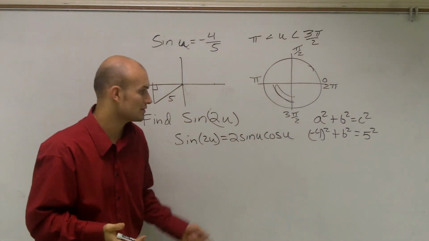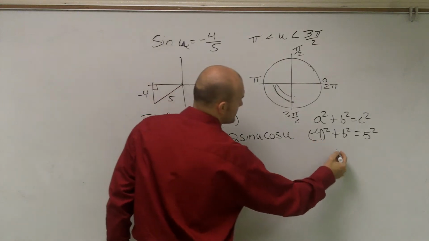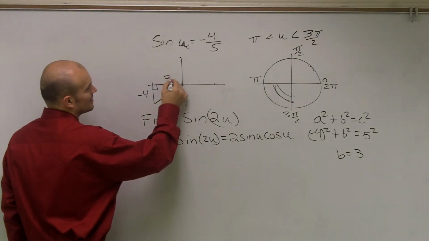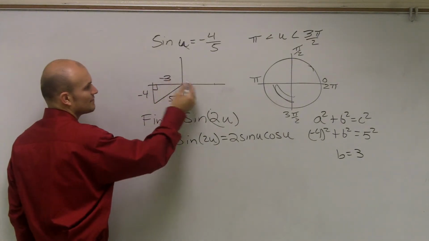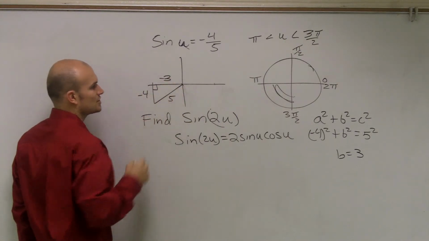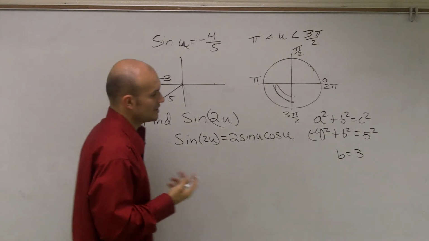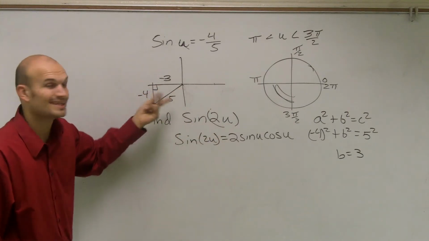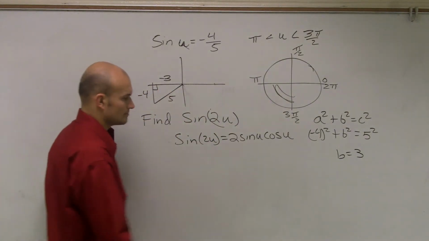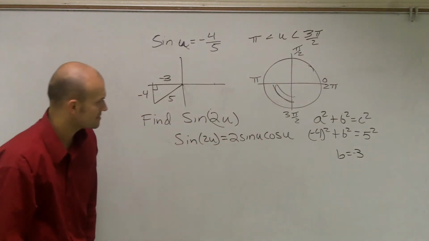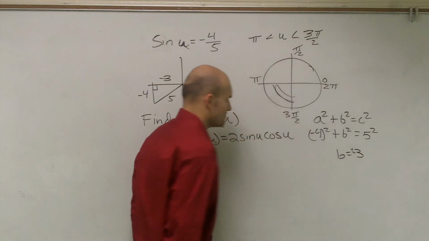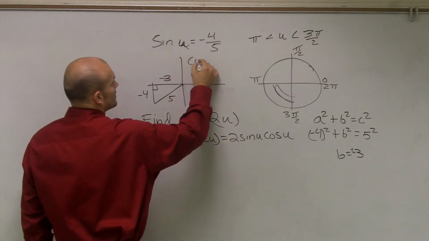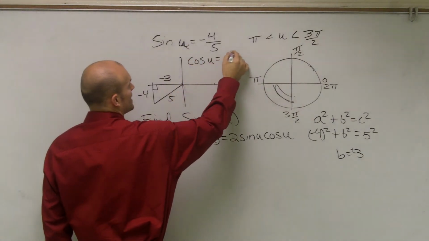Fortunately, I know this is going to be a Pythagorean triple, so b is going to equal 3. Now the important thing to understand is this is also going to be a -3, because we're in the third quadrant. Going to the left is going to produce a -3. You can also recognize that when you take the square root of b squared, you could do the plus or minus, and we're going to use the negative value. So now I know sine of u is -4 over 5, and therefore cosine of u is -3 over 5.